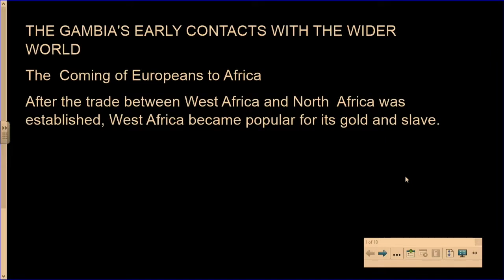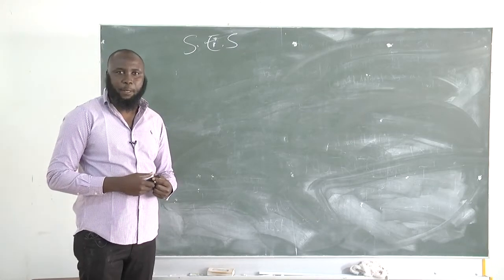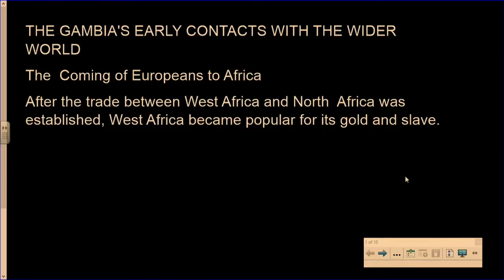Now, our lesson today will be the Gambia's early contact with the wider world. In other words, this is the coming of Europeans to Africa. Now, after the trade between West Africa and North Africa was established, what was the name of this trade? This trade was the Trans-Saharan Trade.